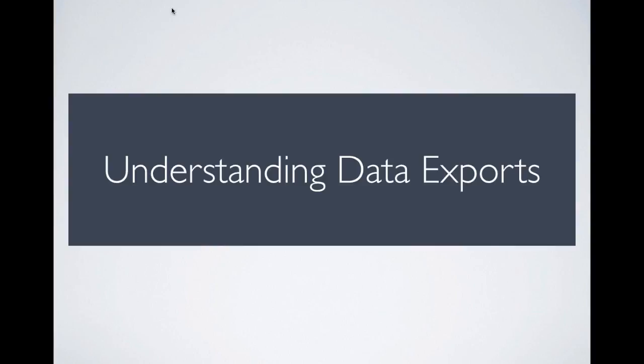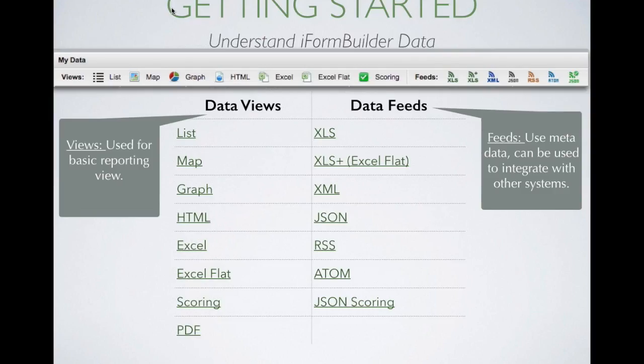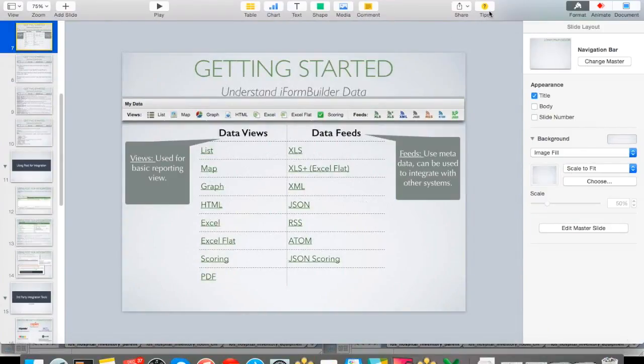But now I want you to understand the data exports. So here's a list of all the different options you have for when you want to export your data. So we have our data views as well as our data feeds. The views, that's what you'll get with the basic reporting. That's when you'll see the labels of the form fields, where the data feeds is going to show you the metadata. And I actually have an example here for you so you can see what the difference is.